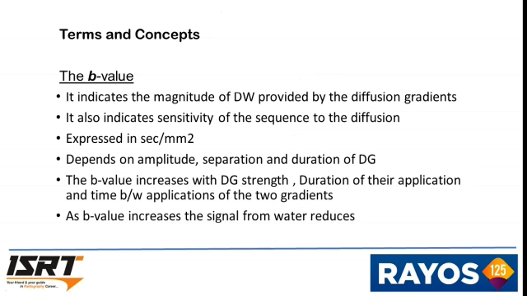Terms and concepts. The B-value. B-value indicates the magnitude of diffusion weighting provided by the diffusion gradients. It also indicates the sensitivity of the sequence to diffusion. B-value is expressed in seconds per millimeter squared. B-value depends on amplitude, separation, and duration of the diffusion gradient. The B-value increases with the diffusion gradient strength, duration of their application, and time between application of the two gradients. As B-value increases, the signal from the water reduces.